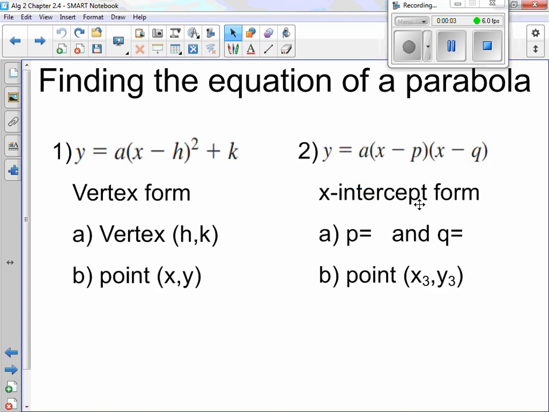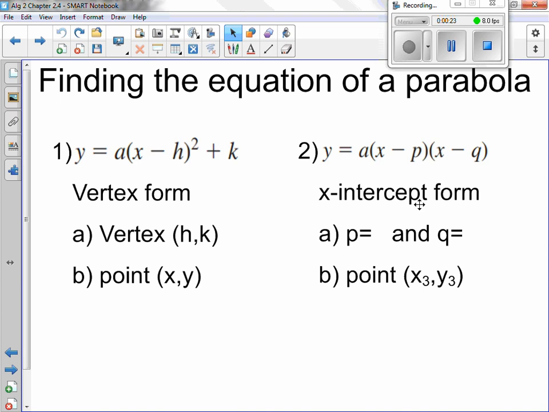Now what we're looking at here, this last part, is finding the equation of a parabola in either vertex form or x-intercept form. It'll be in one of these two forms. The way we go about doing this is a lot of plugging in and simplifying, plugging in and simplifying.